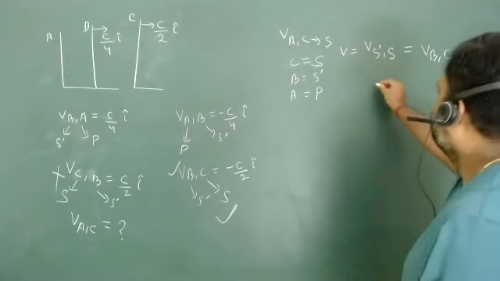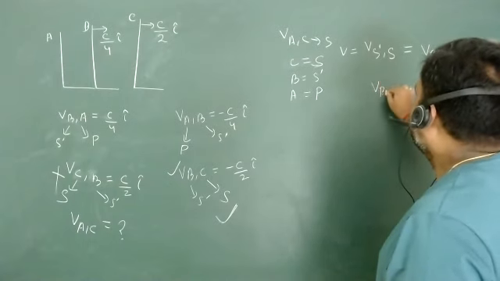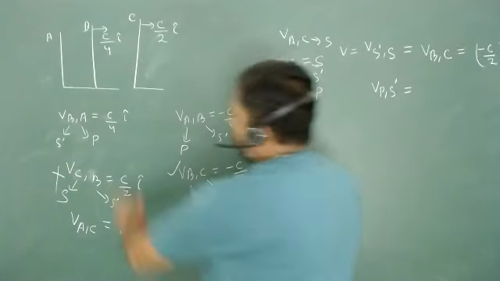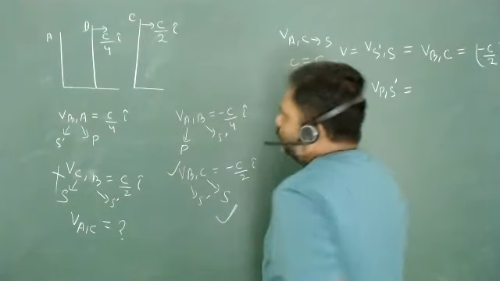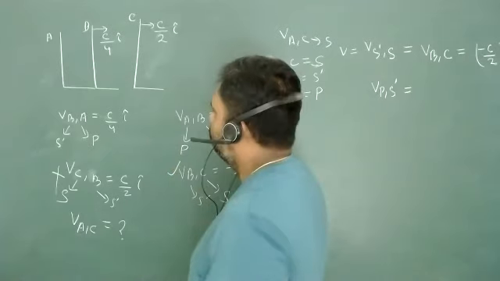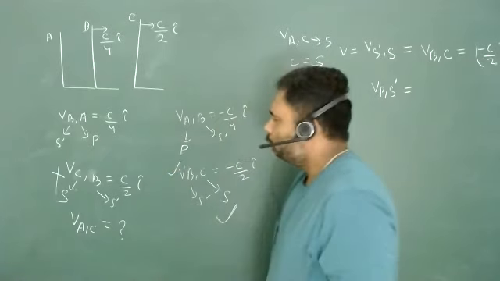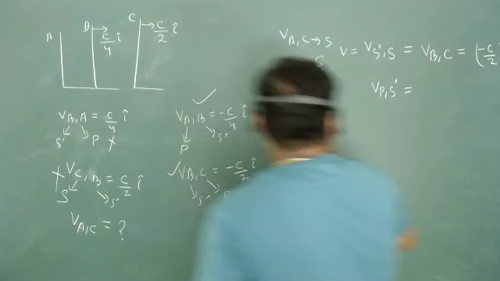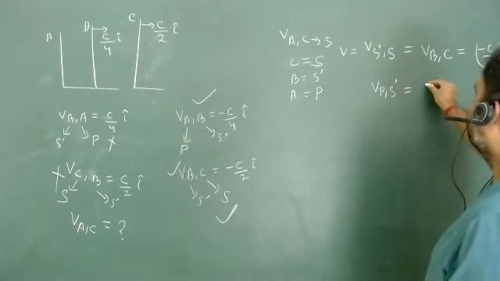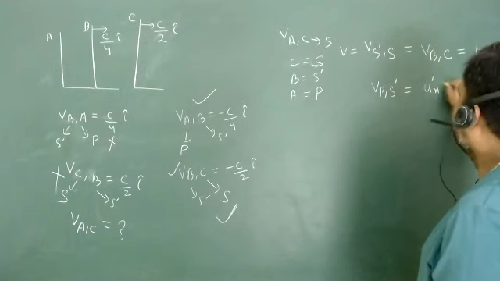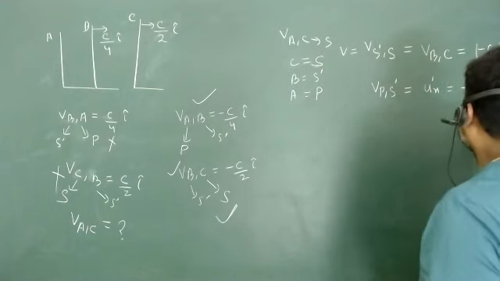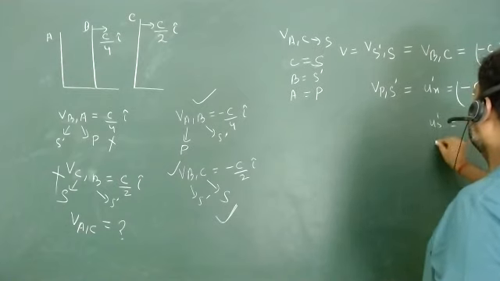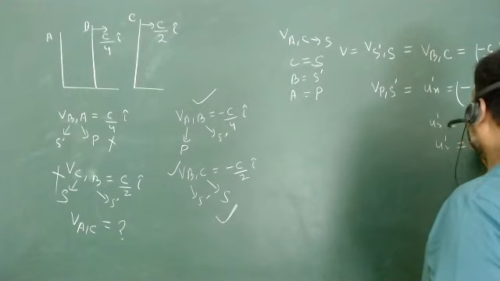Then we have to go to velocity of particle with respect to S dash. Which one is useful for you, first or second? Second, obviously. This is not useful, this is useful. So velocity of particle with respect to S dash is nothing but Ux dash. Again, I will take the sign together. Uy dash is nothing but 0. Uz dash is nothing but 0.